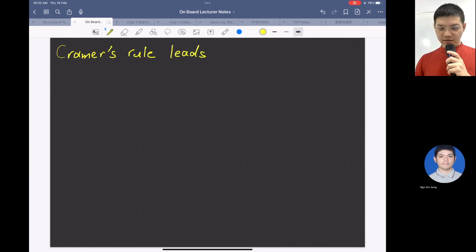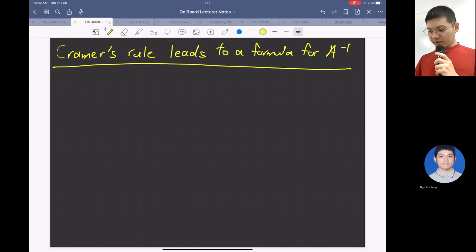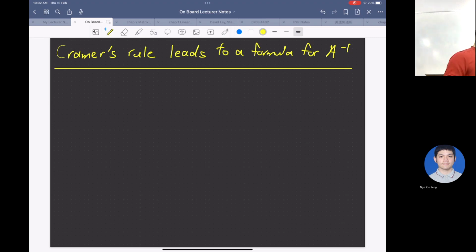Cramer's rule leads to the inverse. Okay, so let's lay out the strategy here. How are we going to use Cramer's rule to find A inverse? Any idea? You want to solve a bigger system here, right? You can solve it by columns.